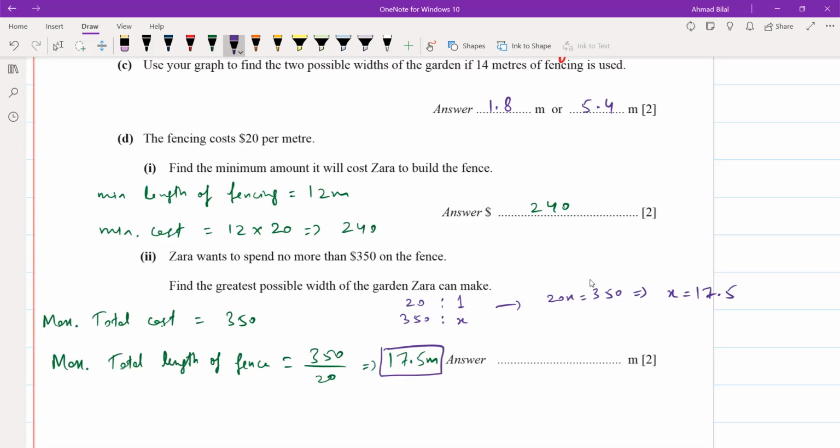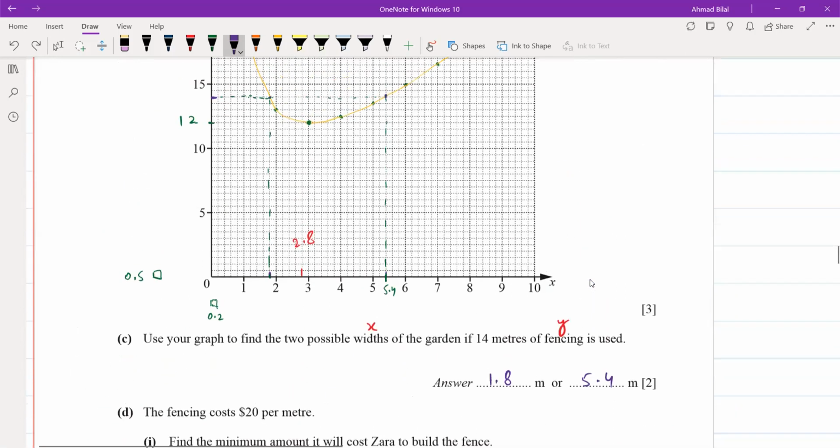Okay, अच्छा वो क्या कह रहा है? Find the greatest possible width of the garden. अब width की बात कर रहे हैं. It's not asking you about the length of the fencing. It's asking you about the greatest possible width. तो आप देख लोगे जाके अपने ग्राफ के ऊपर 17.5 के अगेंस्ट आपके पास क्या वैल्यू आ रही है for the width, right?